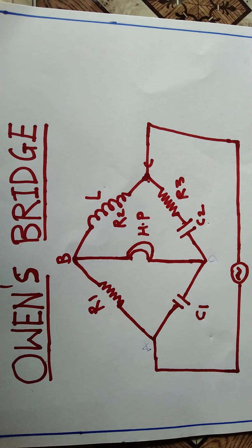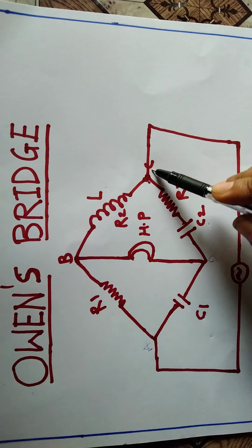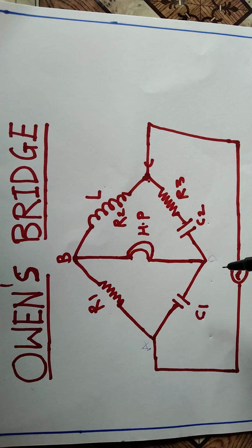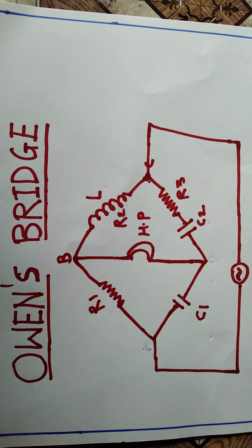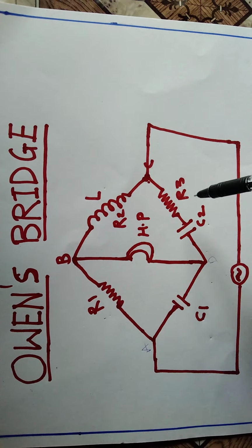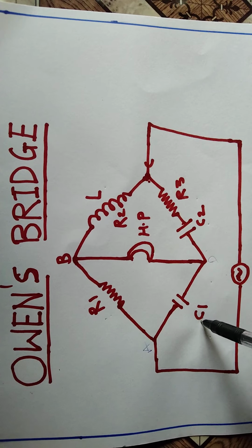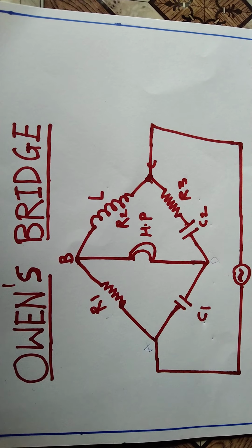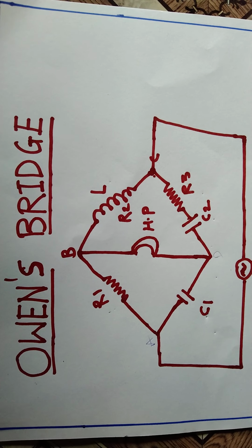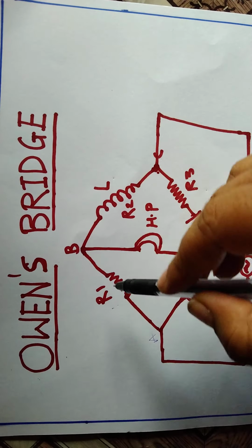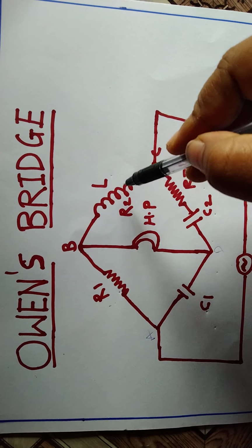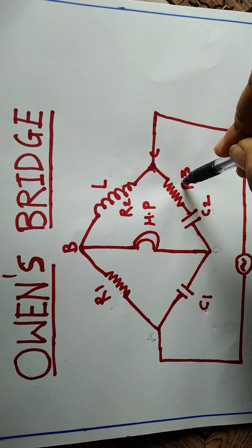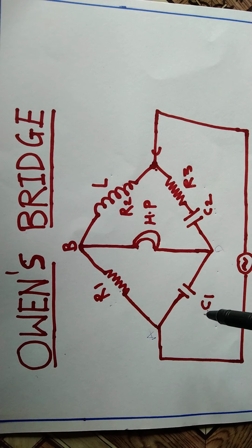This bridge has four arms AB, BC, CD and AD, and corresponding impedances Z1, Z2, Z3, Z4. The impedances are resistance, inductance, capacitor. Z1 is R1 only, Z2 is resistance and inductance, Z3 is capacitor only, and Z4 is a capacitor and resistance.